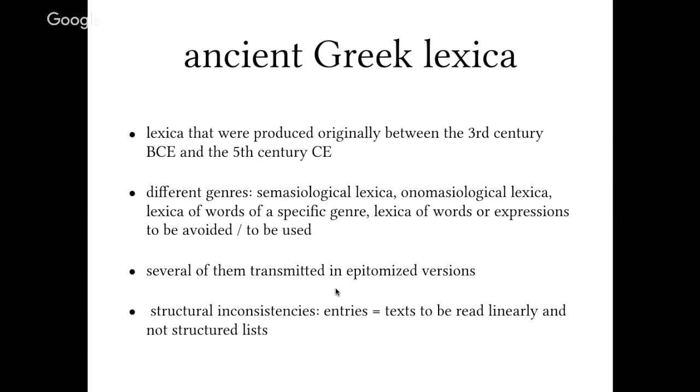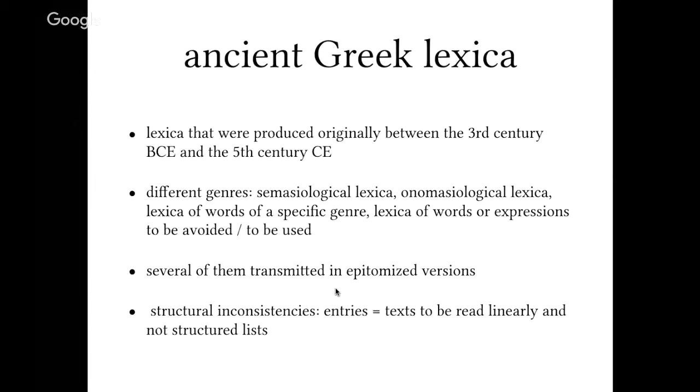The period from which we have most lexica, ancient Greek lexica, are actually the 2nd century CE to the 5th century CE. They cover different genres. We have semasiological dictionaries. We have a very important onomasiological dictionary, only one. We have lexica of words of a specific genre, and lexica of words or expressions to be avoided or to be used. So lexica with errors, mistakes that you should avoid.